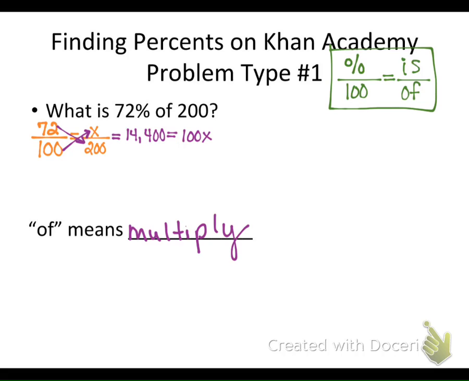When I solve equations, what's the first thing that I do? Draw my line, then what? Circle the variable. I need to get that variable x by itself. How do I do that? Divide each side by 100. On my right side, what am I able to bring down? X equals, on my line of equality, what's 14,400 divided by 100? 144. So that would be your answer. So what is 72% of 200? 144.